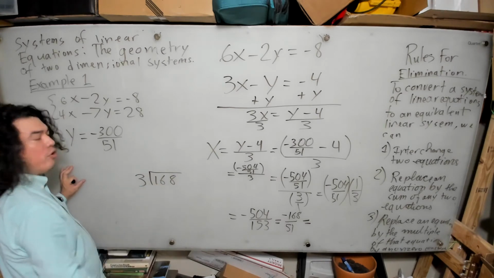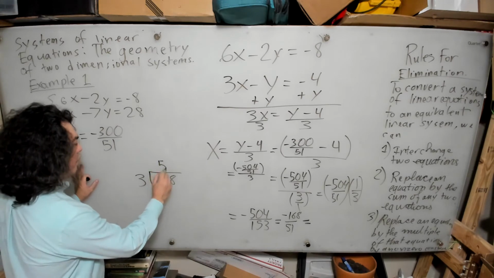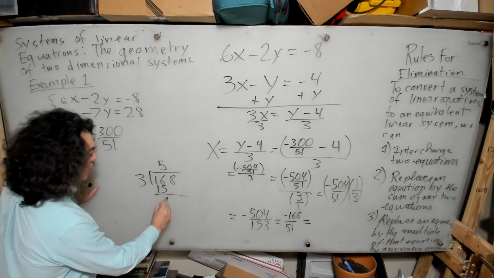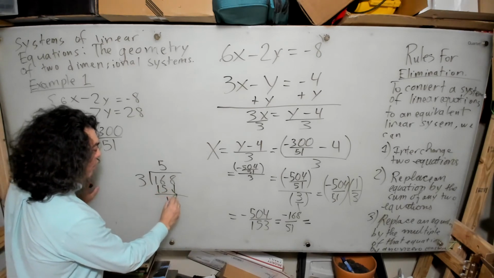Yes. We know that 5 times 3 is 15, so it goes in 5 times. So 5 times 3 is 15, like this. 6 minus 5, that's 1. 1 minus 1 is 0. I bring down my 8.